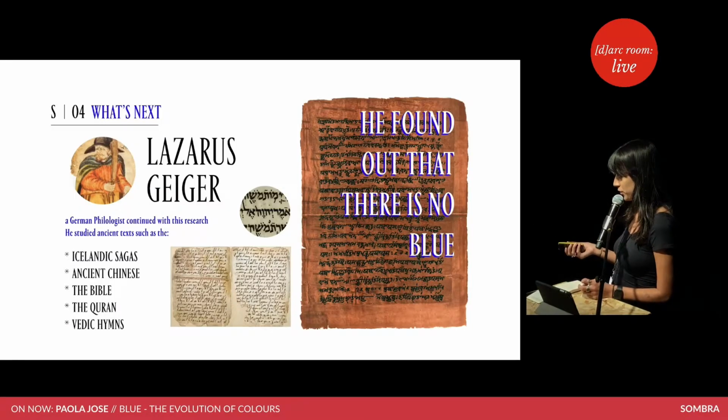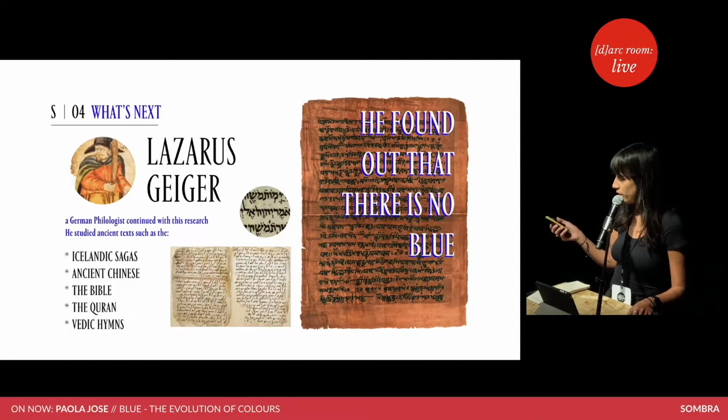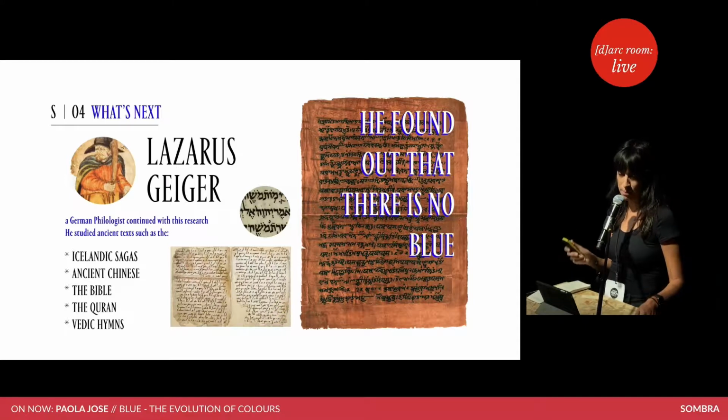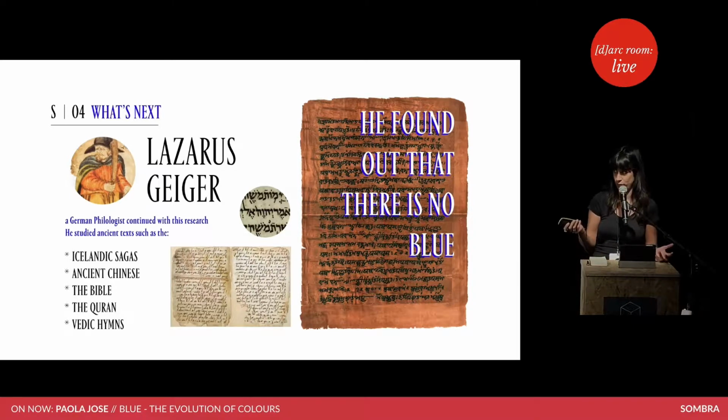After 10 years, this guy called Lazarus Geiger, a German philologist, came along. Philologists study ancient texts. So Geiger studied ancient texts from all over the world, like the Icelandic sagas, ancient Chinese, the Bible, the Quran, the Vedic hymns, and he found the same pattern as Gladstone, that there's no blue in any of these ancient texts. So this was really a surprise for Geiger.